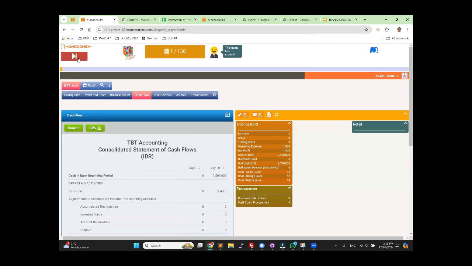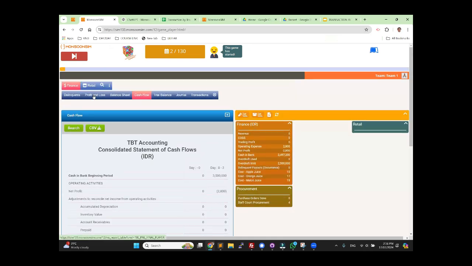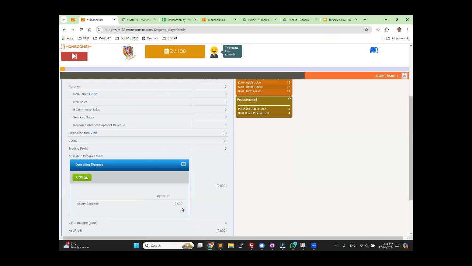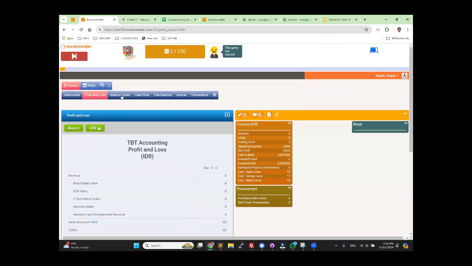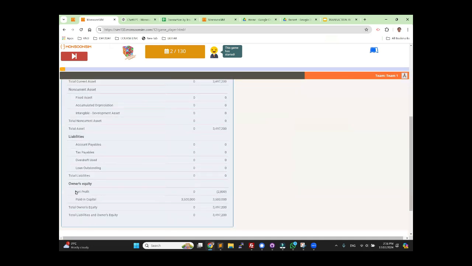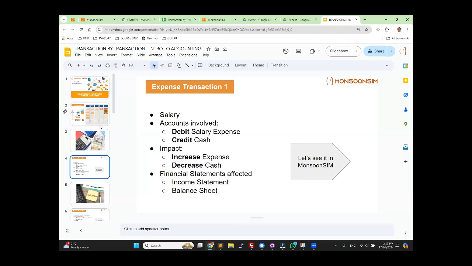So if I continue this, obviously it will accumulate, right? If I click, there will be 2,100, 2,800. And then if you look at this cash flow, it is 2,800 less, right? And then you can check out the profit and loss. Therefore, this is where your 2,800 comes in. Okay. And then if you look at your balance sheet, what will happen? This is happening, net profit. Okay, good.